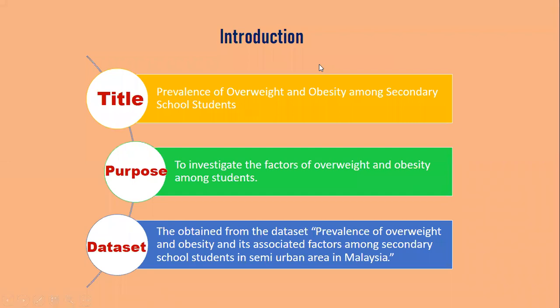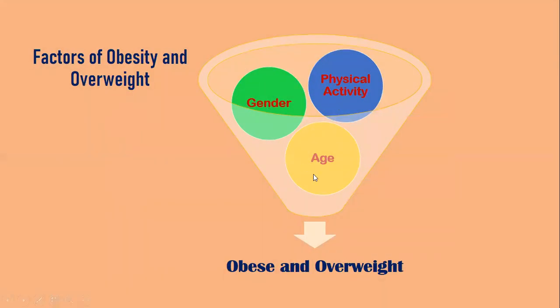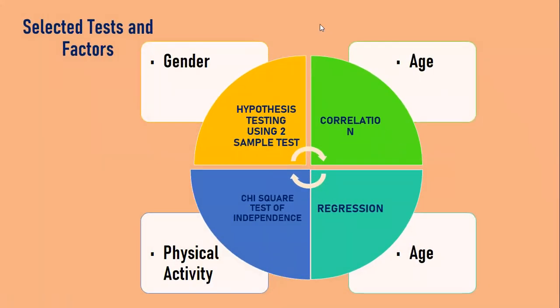The title of this project is Prevalence of Overweight and Obesity among secondary school students. The purpose of this project is to investigate the factors of overweight and obesity among students. The dataset was obtained from the prevalence of overweight and obesity and its associated factors among secondary school students in a semi-urban area in Malaysia. There are many factors, but I only chose three factors, which are physical activities, gender, and age. I conduct each of the tests with different factors.